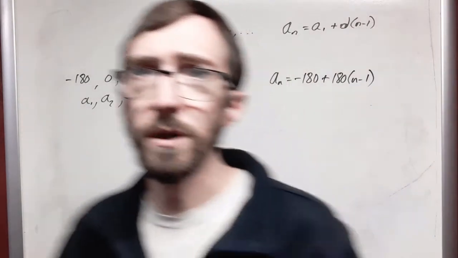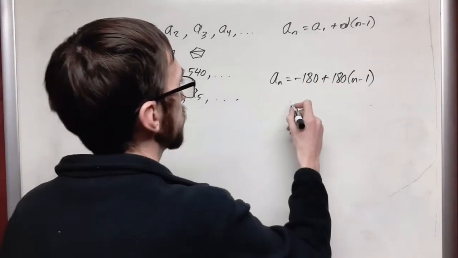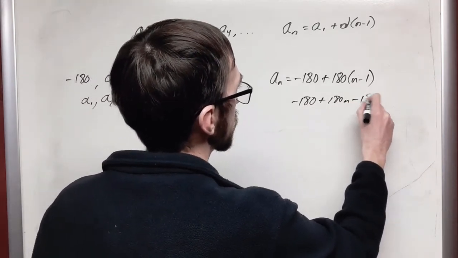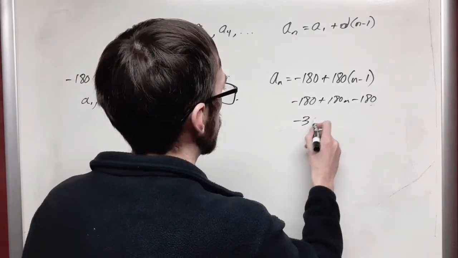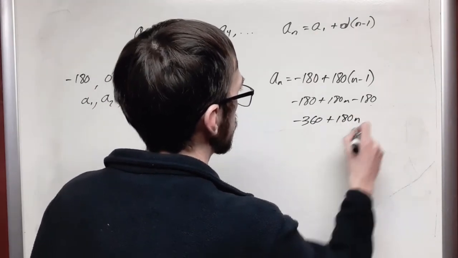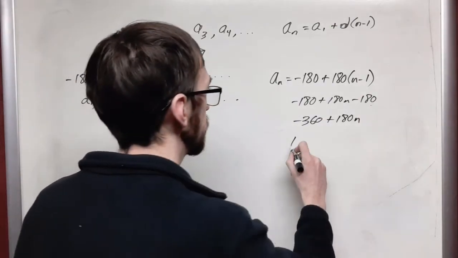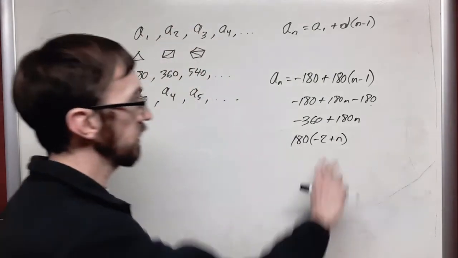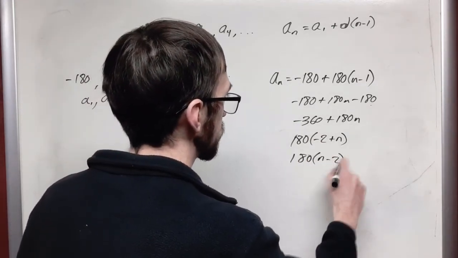And now we are going to simplify this equation. So distributive property will give us that we have 180n minus 180. And then we're going to bring our like terms together. So we're going to have negative 360 plus 180n. And then I'm going to factor out 180. So 180 times negative 2 plus n. Now I'm just going to commute these terms so that I have 180 times n minus 2.